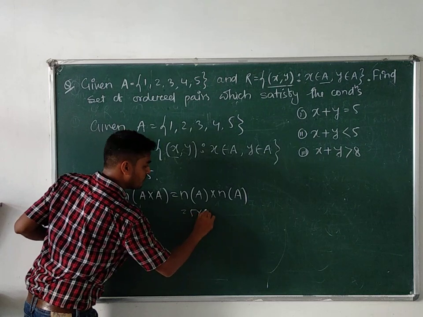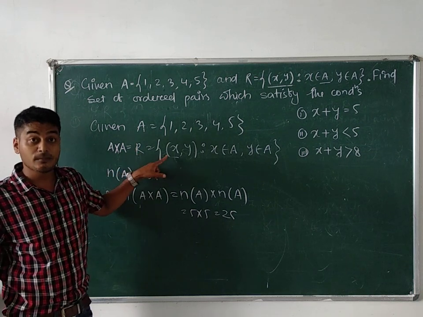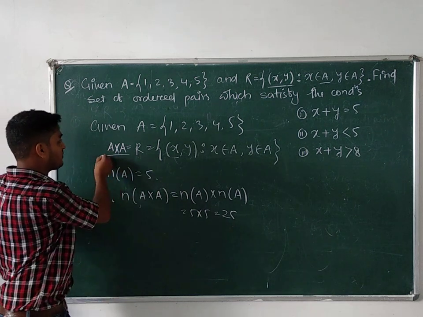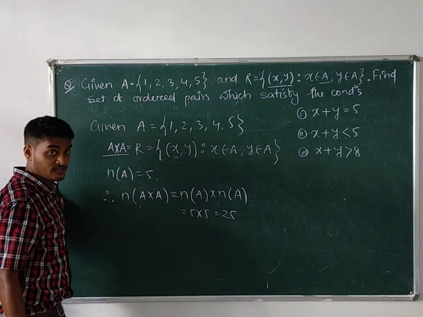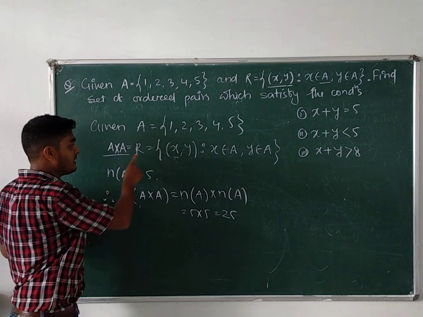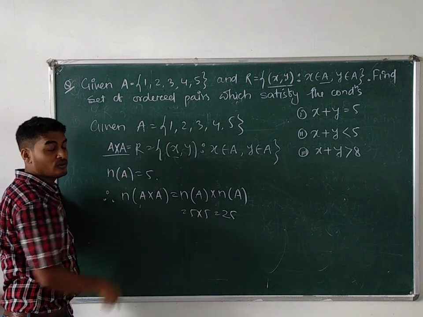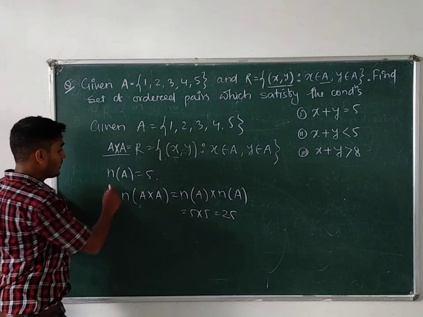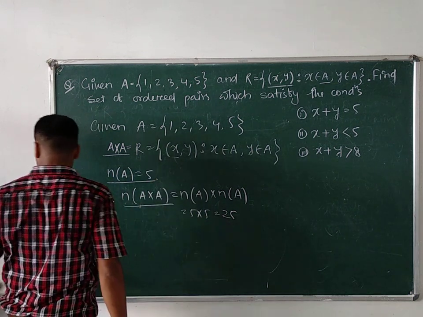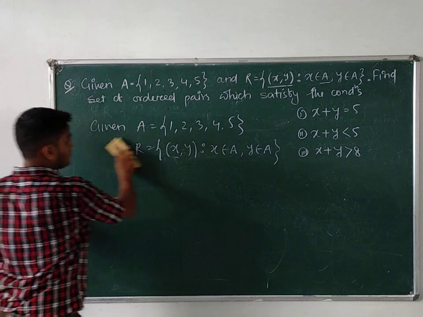That means 5 into 5, this is equal to 25. Are you getting my point? Remember what is a relation: a relation itself is a set. So it is exactly equal to A cross A, and A cross A itself is a set. So first of all we have to identify how many elements will be there in that set. Remember, R contains ordered pairs, that's why any subset of R will also contain ordered pairs. The number of elements in A cross A is 25, so the number of ordered pairs will be 25. Now we are going to write down all those ordered pairs step by step.